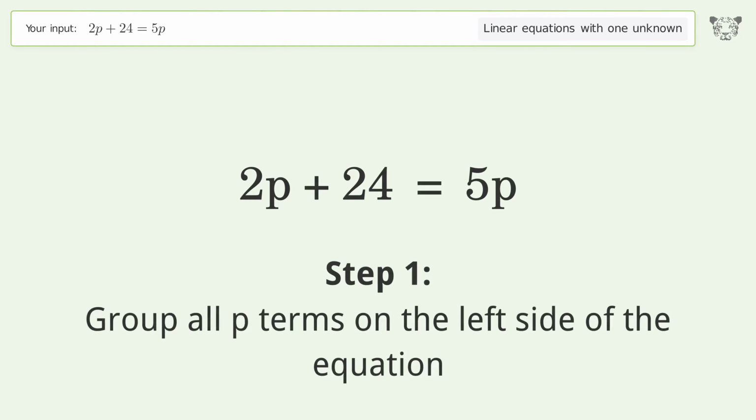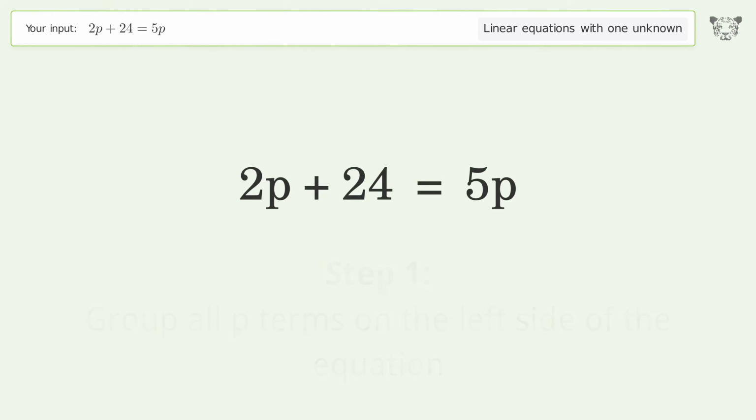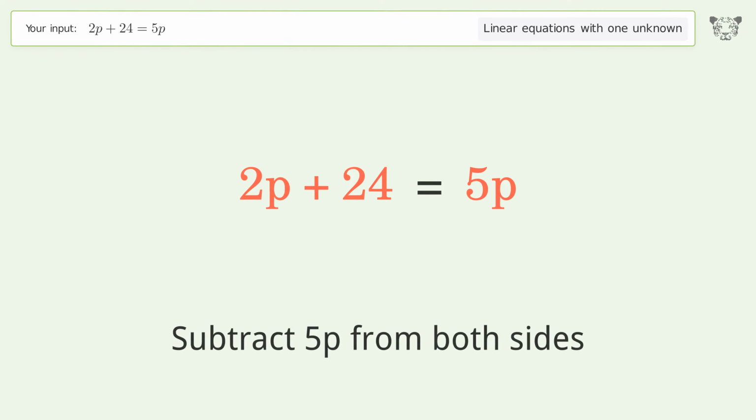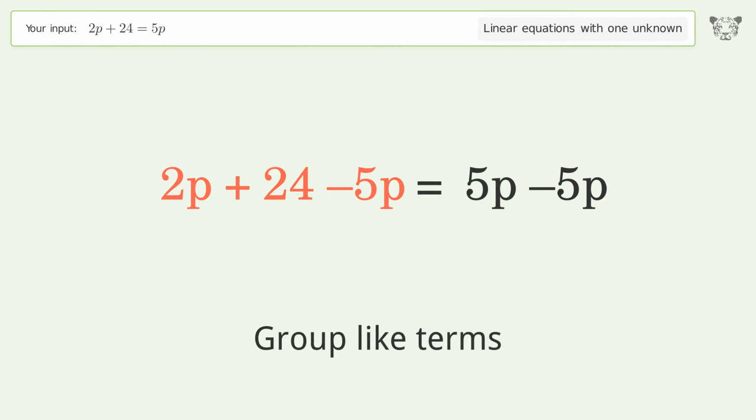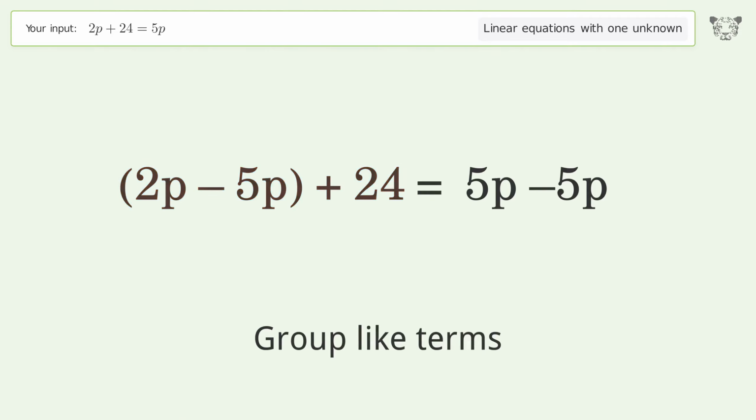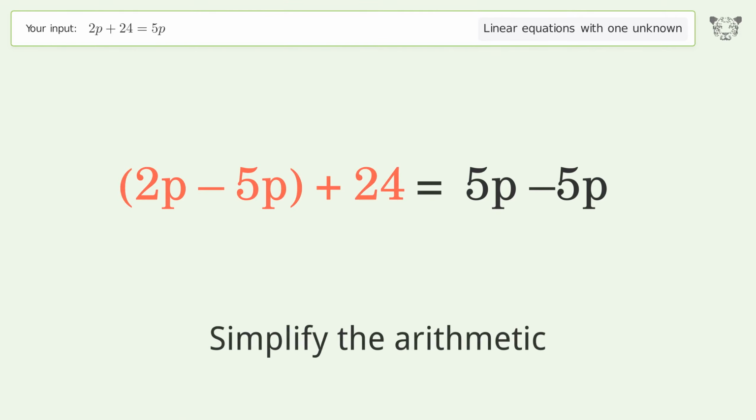Group all p terms on the left side of the equation. Subtract 5p from both sides. Group like terms. Simplify the arithmetic.